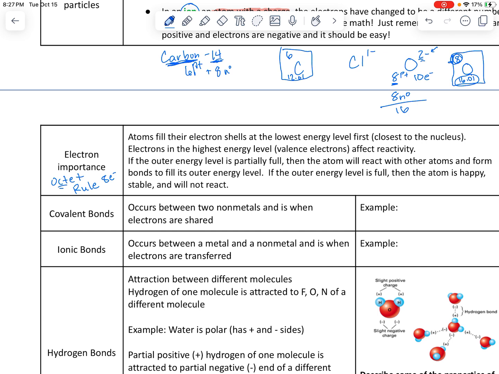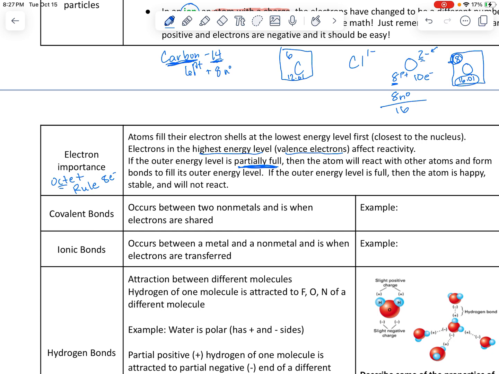Electrons in the highest energy level are known as valence electrons, and this affects the reactivity because, again, it's that outer shell that we care about, the highest energy level. If the outer energy level is partially full, and again, partially full means less than 8, there are some exceptions, I'm not going to get into that here, then the atom will react with other atoms and form bonds to fill its outer energy level.